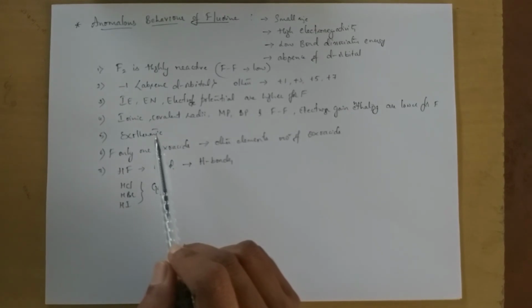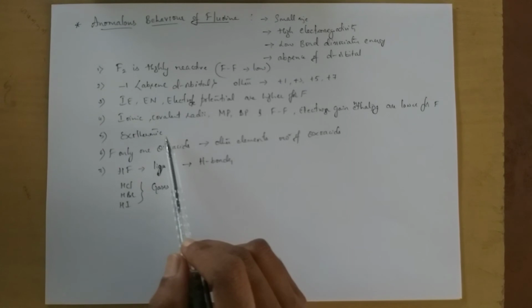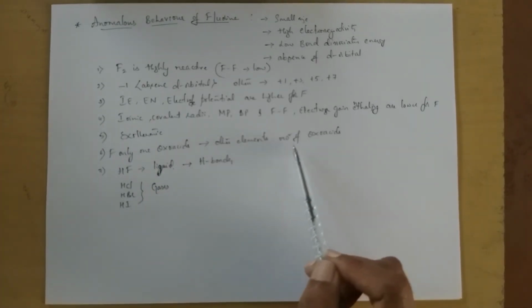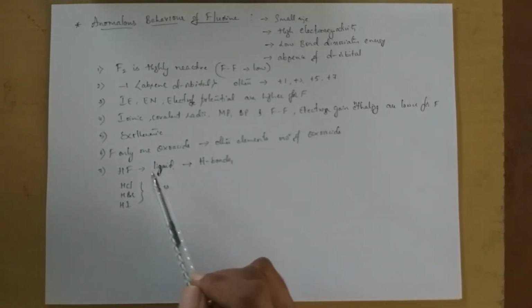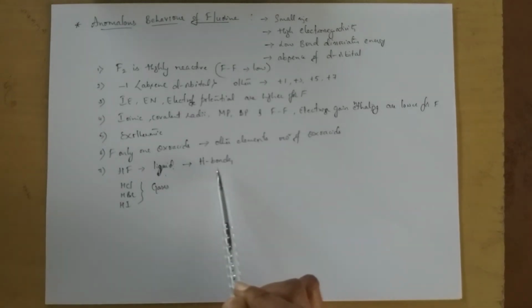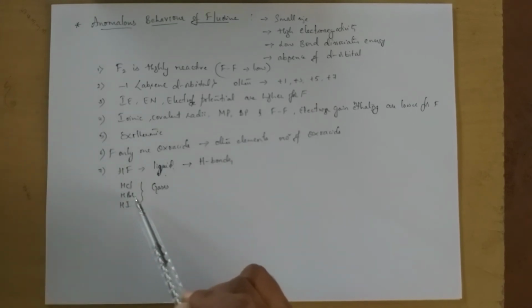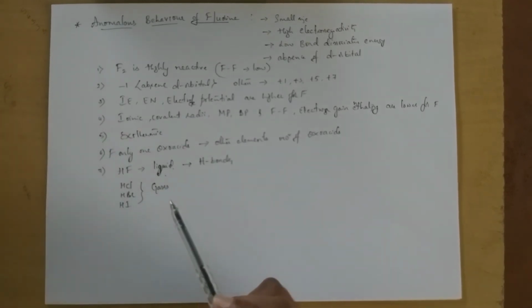Then fluorine related reactions are highly exothermic in nature. Then fluorine exhibits only one oxo acid, whereas other elements exhibit a number of oxo acids. Then hydrogen fluoride is a liquid due to the presence of hydrogen bonding, whereas other hydrogen halides such as hydrogen chloride, hydrogen bromide and hydrogen iodide are gases. Clear? So this is about the general introduction related to group 17 elements. So next we have compounds under group 17 elements.